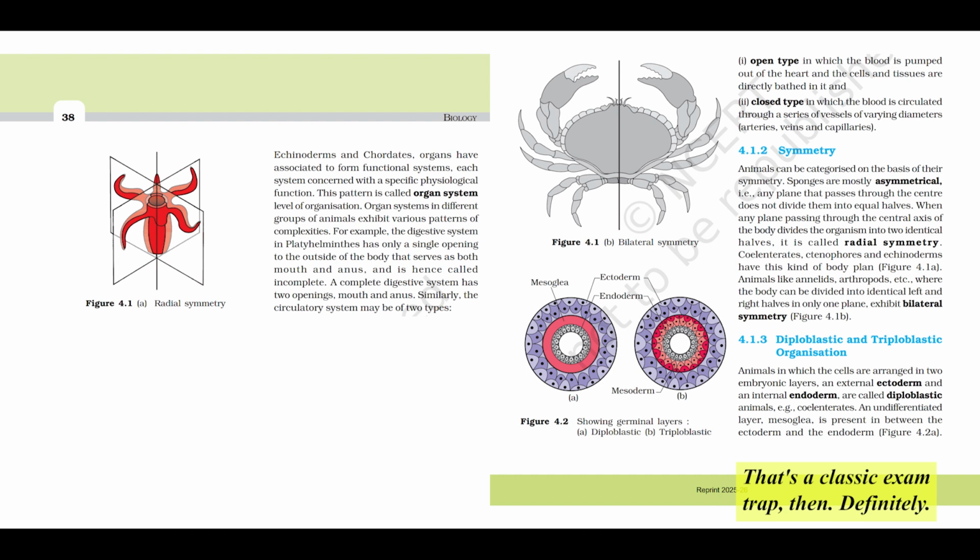That's a classic exam trap, then. Definitely. For exam purposes, remember, adult echinoderms are radially symmetrical, but their larvae are bilaterally symmetrical. Very common trick question. Good to know.